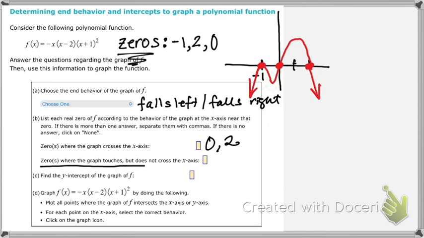The zeros where the graph touches but does not cross. Where is that happening? -1. All right, find the y-intercept. Easy, right? We just plug in a 0 for x. So if I go 0, 0, 0, what does that come out to? That comes out to 0. So we got the y-intercept 0. And then it says graph this.